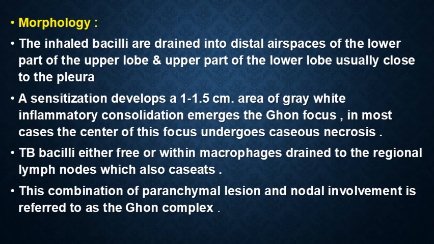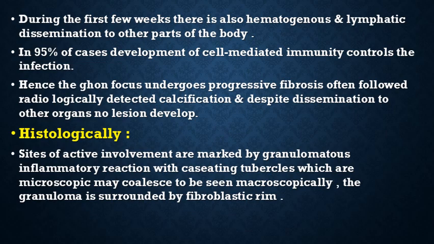The Ghon complex is the combination of the parenchymal lesion, the caseous necrotic tuberculous lesion found in the lung, with lymph node involvement. During the first few weeks, there is also hematogenous and lymphatic dissemination to other parts of the body. In 95% of cases, cell-mediated immunity develops and tries to control the infection. So the Ghon focus, the primary parenchymal lesion with lymph node involvement, undergoes fibrosis, followed by calcification, which can be detected by chest X-ray.